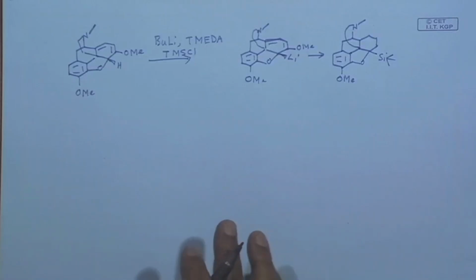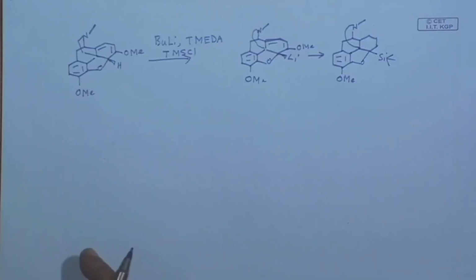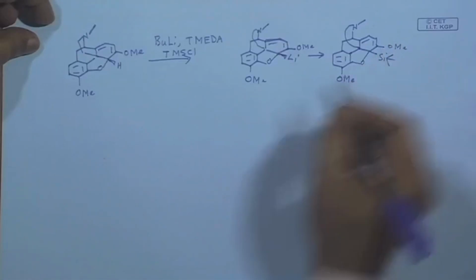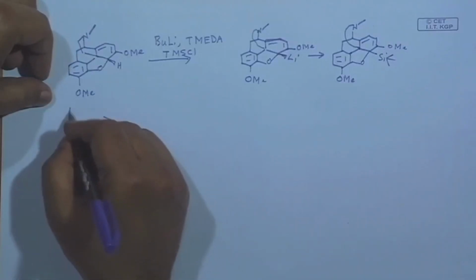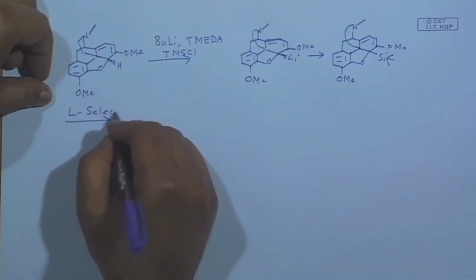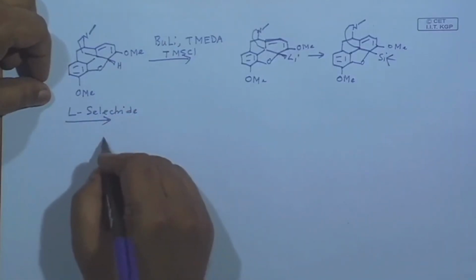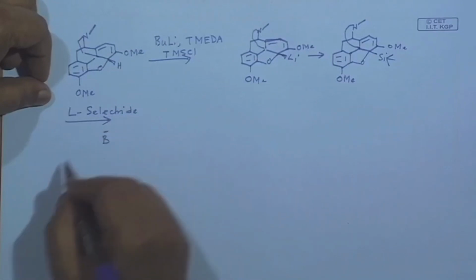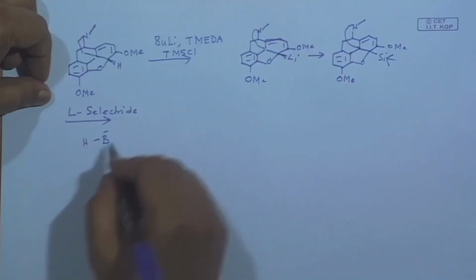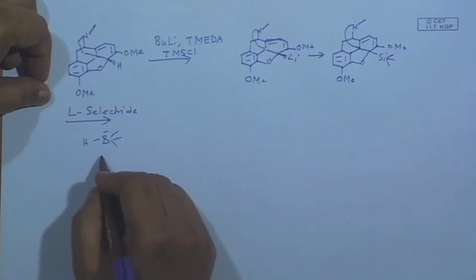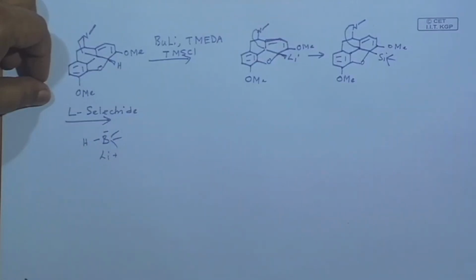That means the only thing that you have to note is that the ortholithiation is not the dominant one, it is a CH activation, you can say sp3 CH lithiation primarily, and then rest of the things as it is. What next? Then it was L-Selectride. I think I will not write the structure. What is it? It is a boron hydride, and you have several groups, and then the counter ion is lithium.